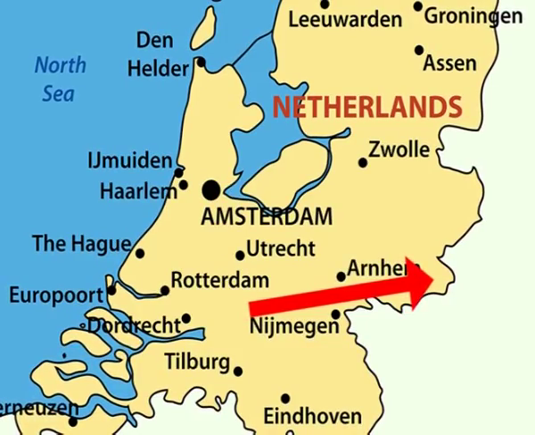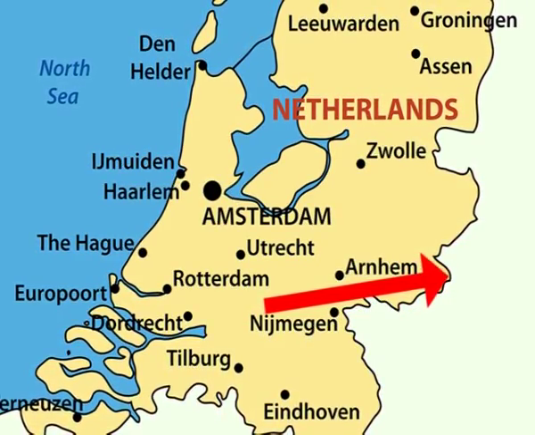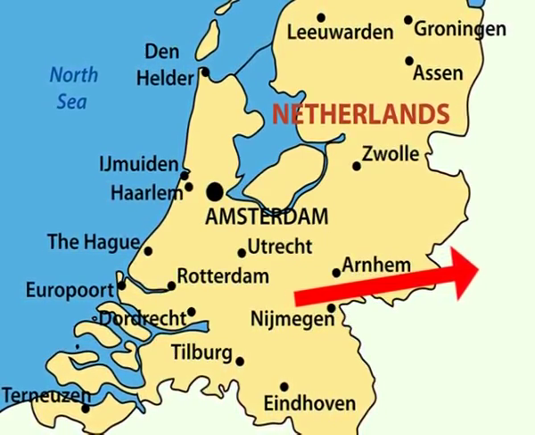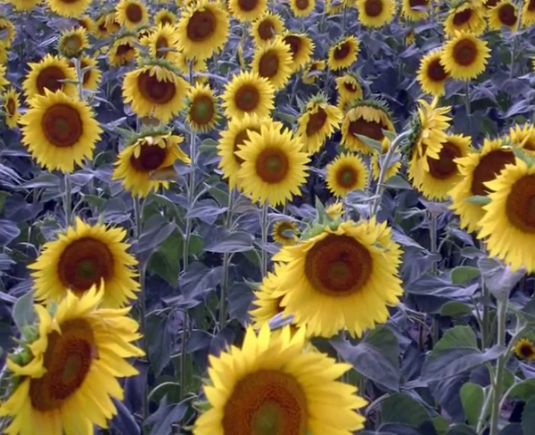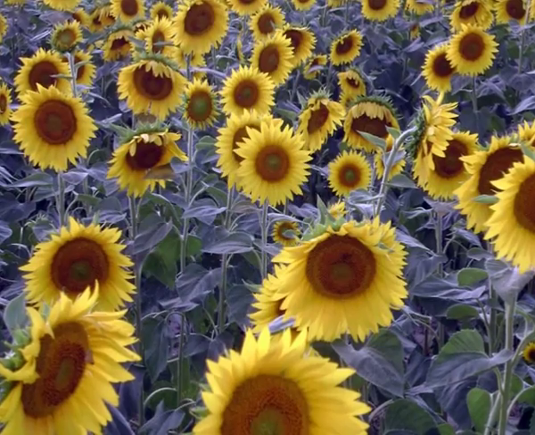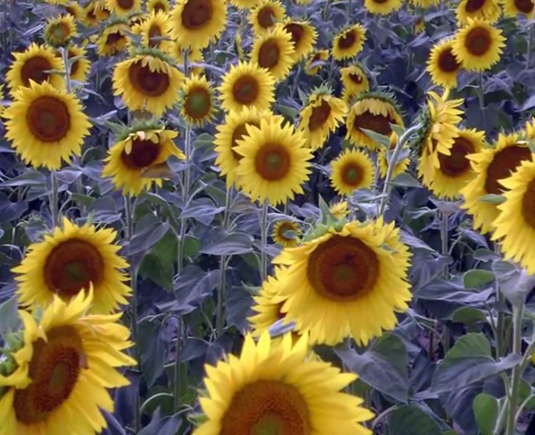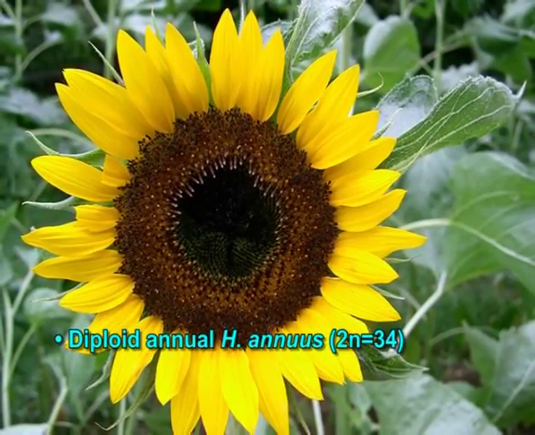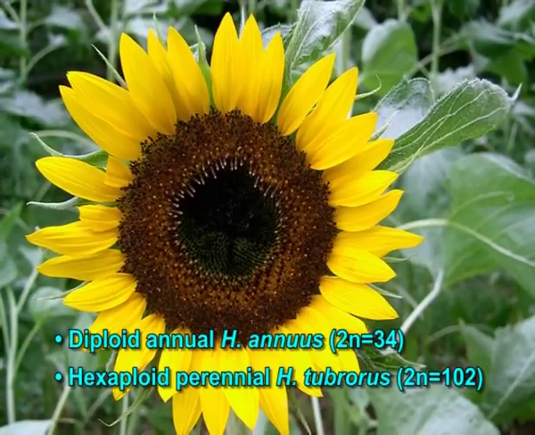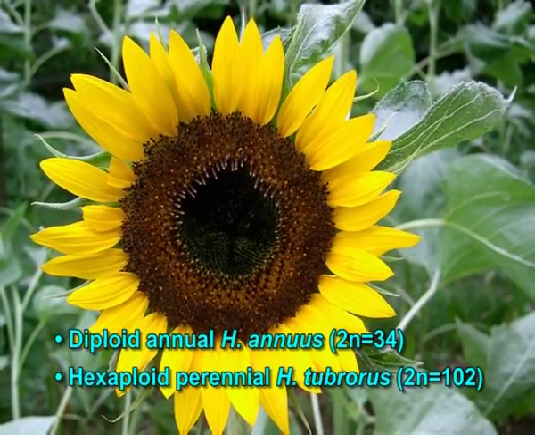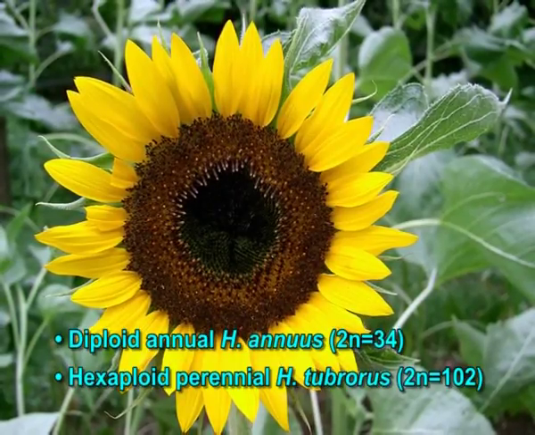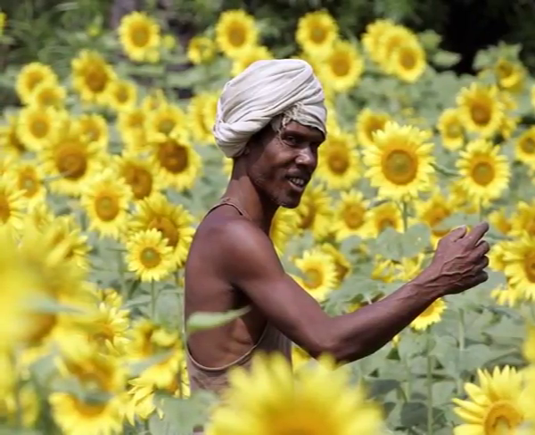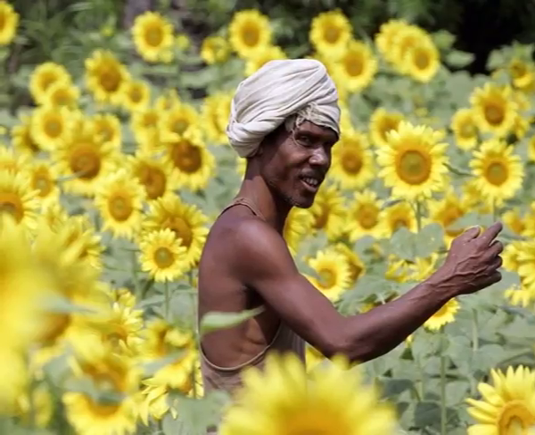In the 18th century, it was introduced into Russia from the Netherlands as an ornamental plant, and its potential as an edible oil source was recognized. There are over 50 species of genus Helianthus, of which only 2 species, a diploid annual Helianthus annuus, 2n = 34, and hexaploid perennial Helianthus tuberosus, 2n = 102, are cultivated. The former is grown as an oilseed crop, while the latter as a feed crop for its tubers.